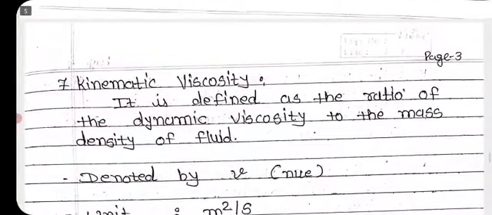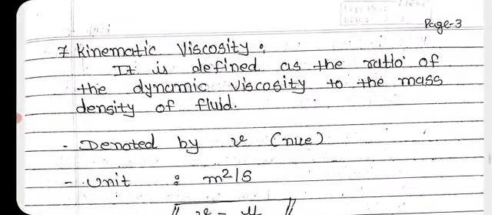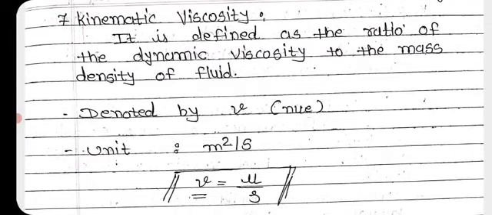Second viscosity is kinematic viscosity. Kinematic viscosity, it is defined as the ratio of dynamic viscosity mu to the mass density rho. So it is ratio of mu by rho, right? It is denoted by nu, and its unit is meter square per second.